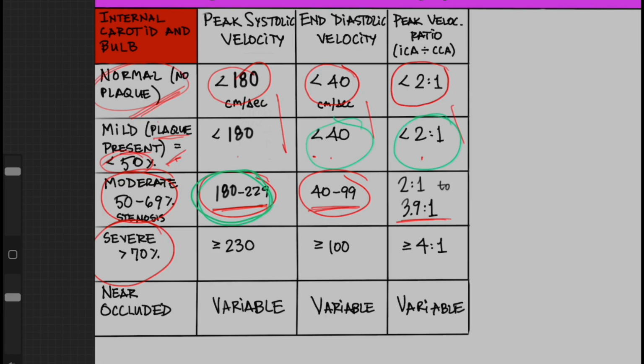And then lastly, severe stenosis greater than 70%. There's plaque present, obviously, and then these are the parameters: 230, 100, 4 to 1. When a vessel is near occluded, it's just trickle flow. It's like you put your thumb over the faucet and there's only a little bit of water dripping out. There's no velocity, so that flow dynamic is not governed by jet physiology, and the velocity criteria don't apply.